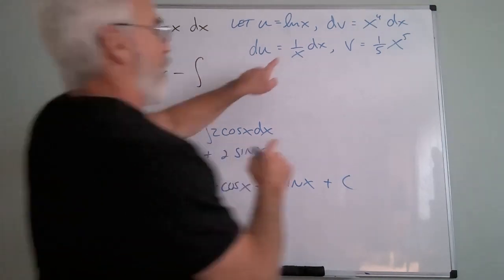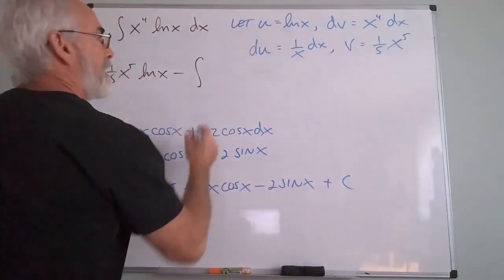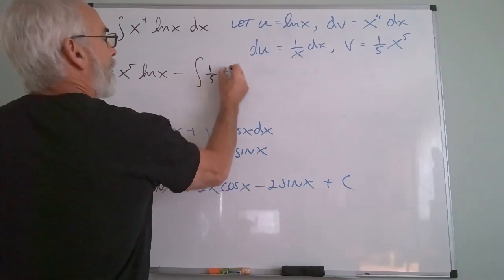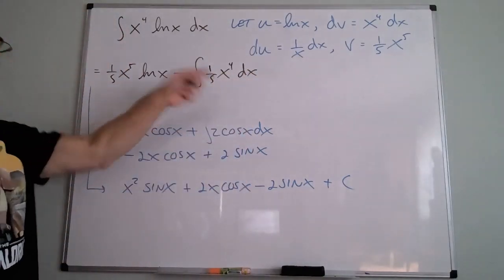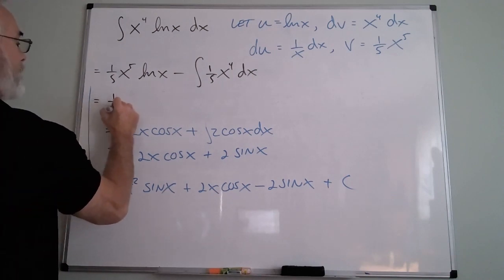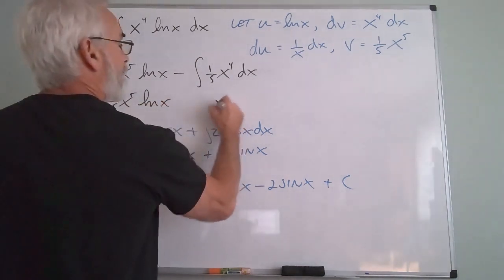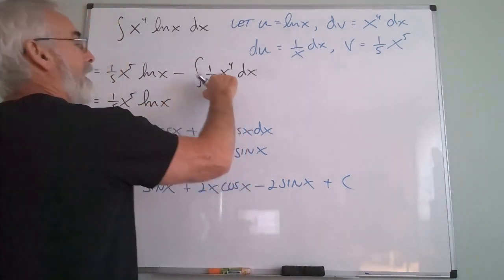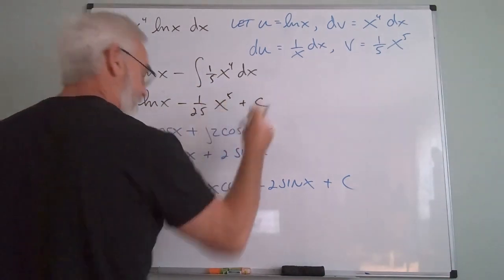Oh, but wait a minute. 1 over x times x to the 5th, that's just x to the 4th. So this will be 1/5 x to the 4th dx. And I can integrate this. I am not going to have to do this in stages. I can do this one shot, piece of cake. So now I have 1/5 x to the 5th log x. This will be x to the 5th times a 5th. I already had a 5th, so that'd be 25th.